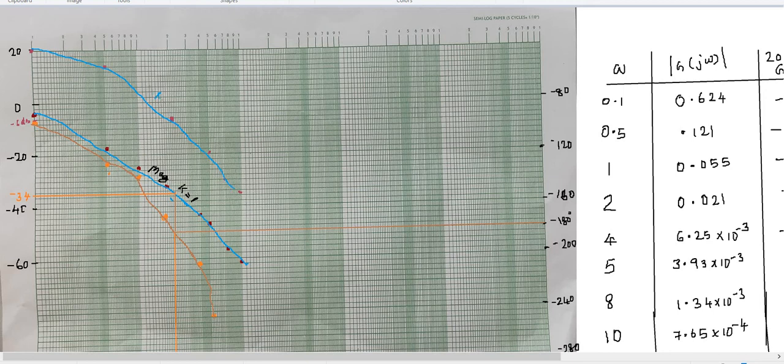So this is the magnitude plot when the gain margin is plus 6 dB. You can see that at omega pc the gain margin is actually plus 6 corresponding to this plot. And how can you find out the gain here?